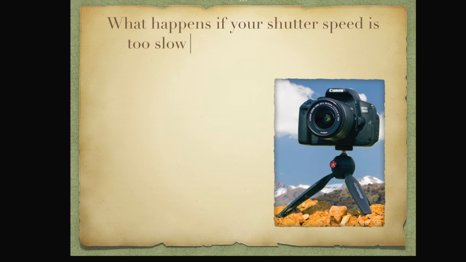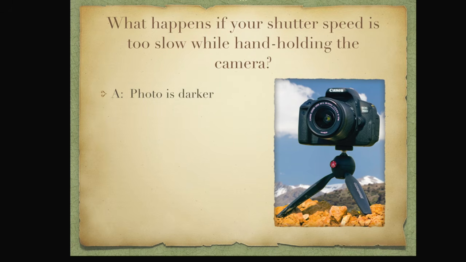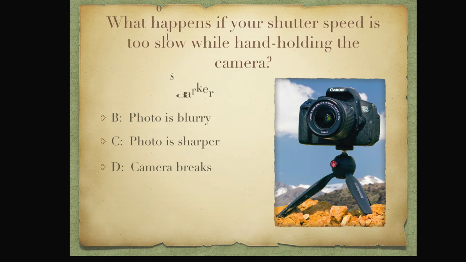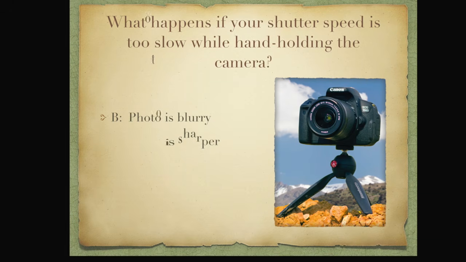Question number 4. What happens if your shutter speed is too slow while holding the camera? Is it A, the photo is darker, B, the photo is blurry, C, the photo is sharper, or D, the camera breaks? The correct answer is B, the photo is blurry.